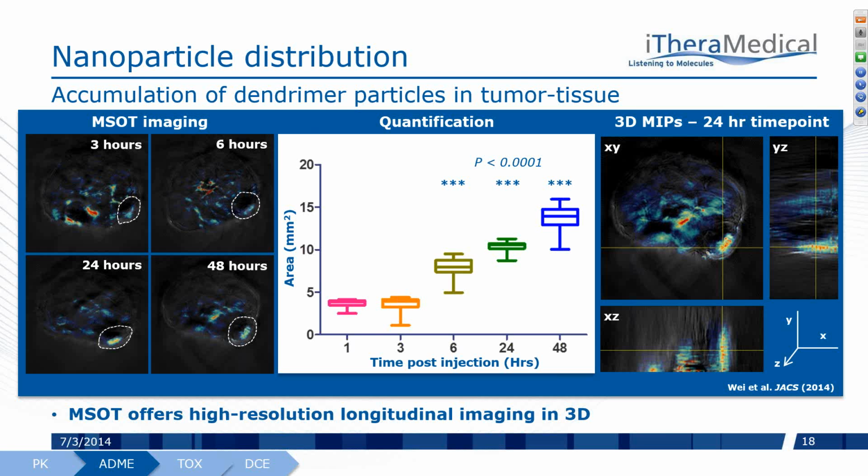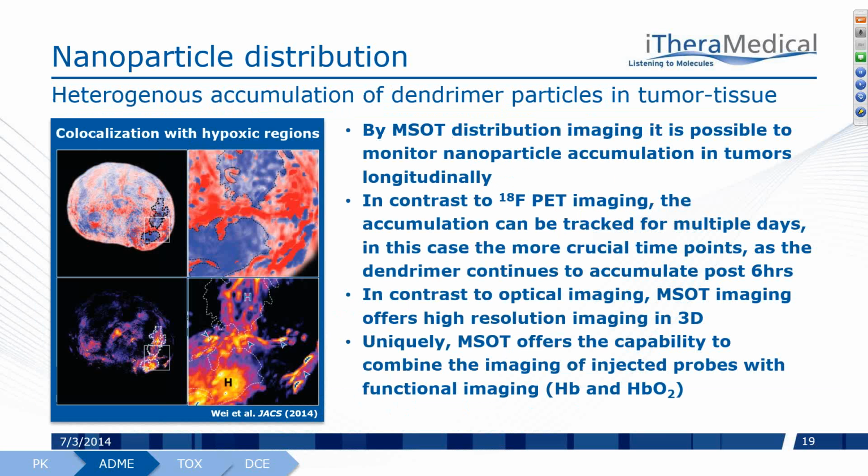We can look at the different orthogonal views, and we can see the area that is positive for probe uptake in 3 dimensions. As an additional advantage for MSOT imaging in this project, we can co-localize the nanoparticle distribution with functional imaging. So here in the red and blue, we show oxy-deoxy maps of the tumor. So we can see in blue areas of relative hypoxia, and in red areas that are very well perfused.